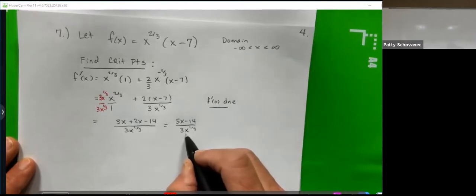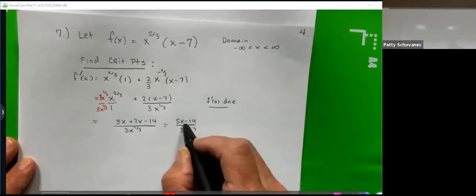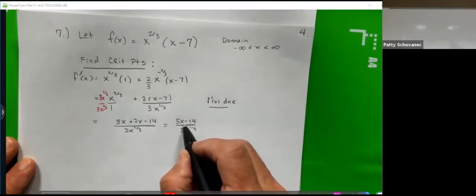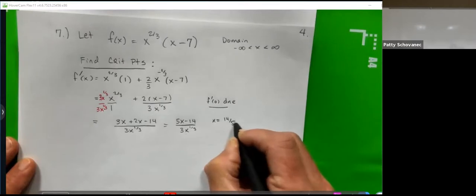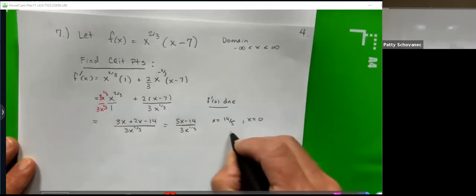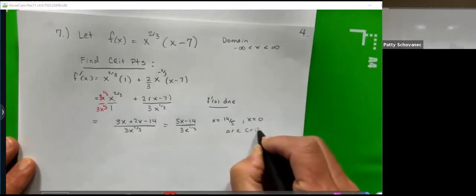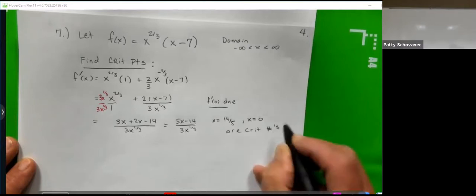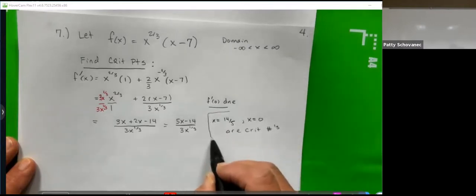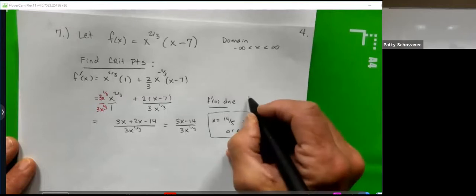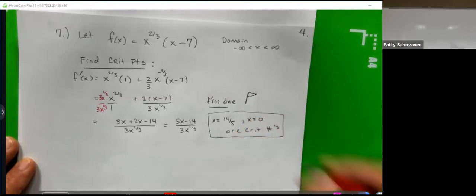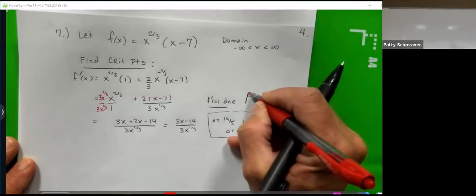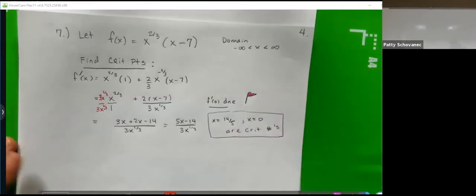So I got a critical number at x is 0. The other critical number is where the numerator is 0, and that is at x is equal to 14 over 5. Okay? So I'm going to keep myself reminded that here's my little red flag. I've got a place where there's no derivative. Sharp corner or vertical tangent.